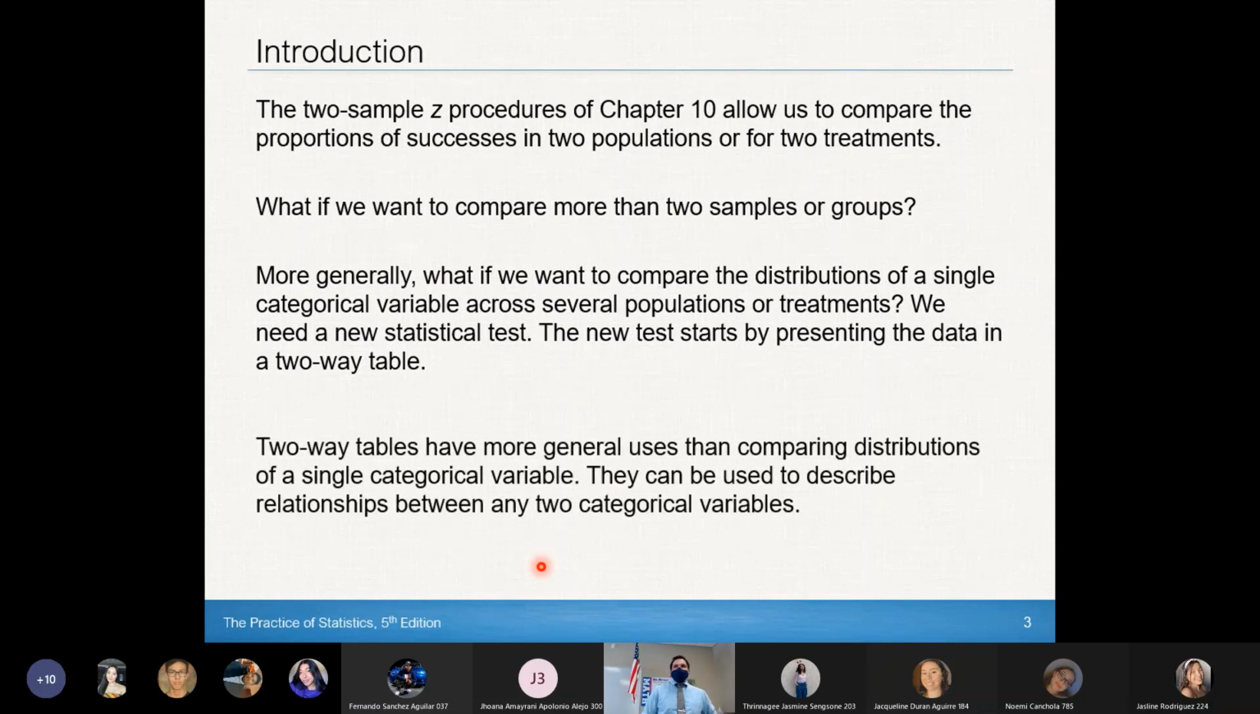Two-way tables have more general uses than comparing distributions of a single categorical variable. They can be used to describe relationships between any two categorical variables.